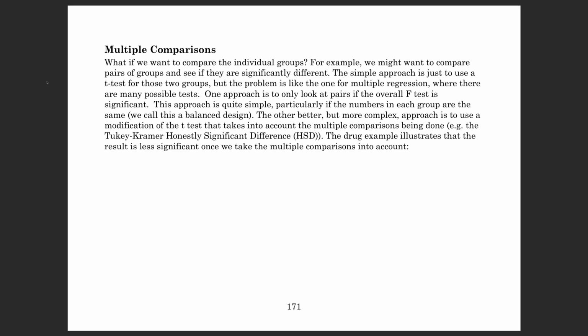But the problem is, like the one for multiple regression, there are many possible tests. Even in this case, we already have 3 possible pairwise tests. So one approach, of course, is that we only look at the pairs if the overall f-test is significant. That helps a little bit, but another better approach is to use a modification of the t-test that takes into account the multiple comparisons being done.